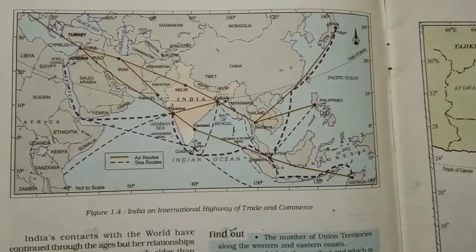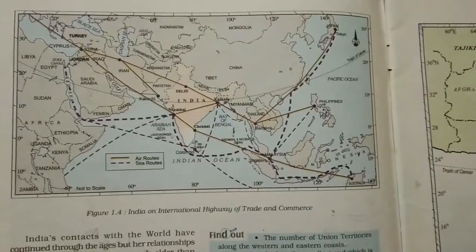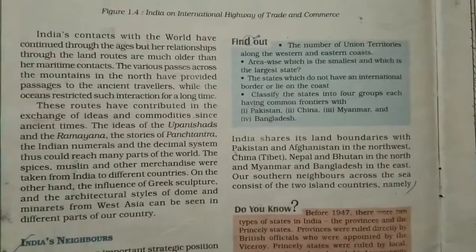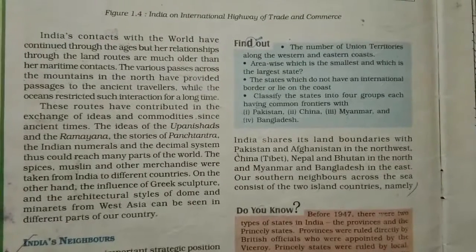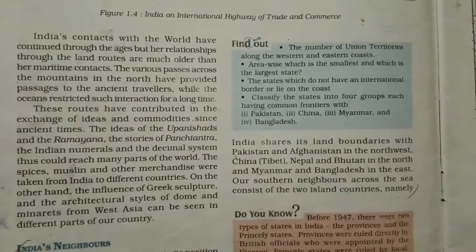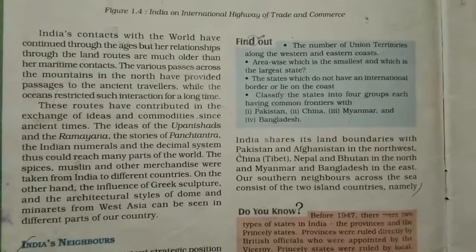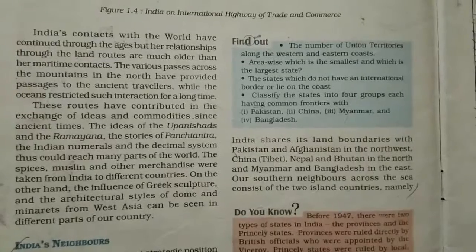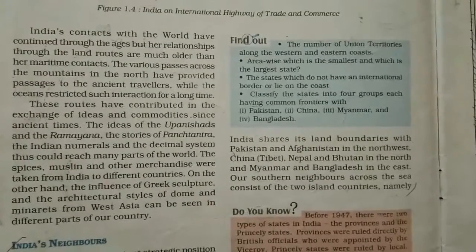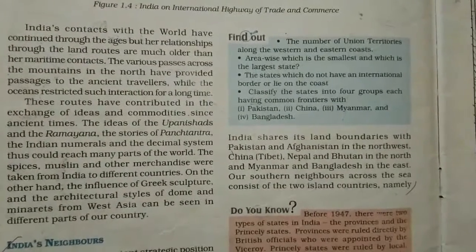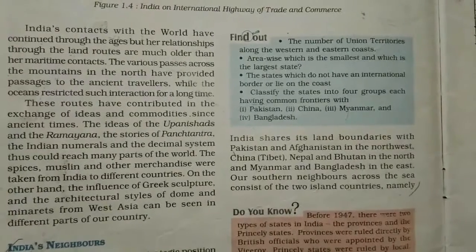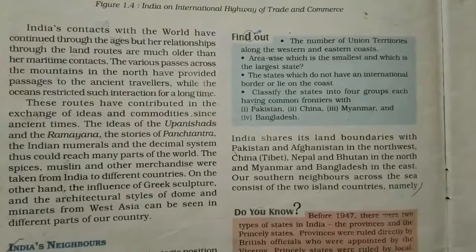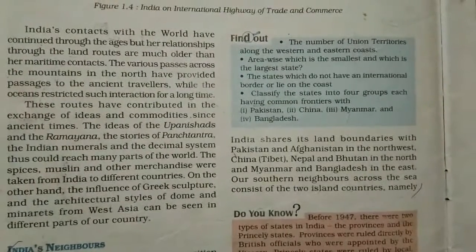So now we are going to see India's contact with the world for trade and commerce purposes and for some other purposes. This contact with the world has continued through the ages. It continued to the time when there was only land road, and the contact was through mountain passes. Later India came into contact through maritime, that is through sea routes, and the various passes across the mountains in the north provided passage to the ancient travelers. What I said is that India's contact with the world continued through the ages. It's not for a time being.